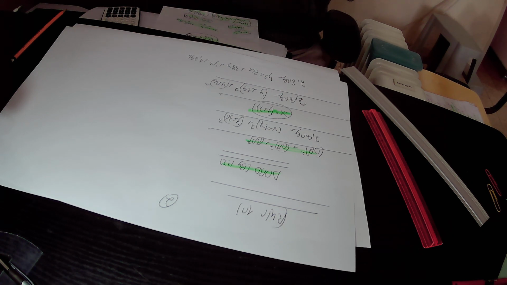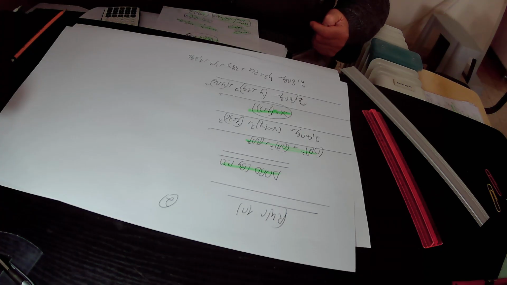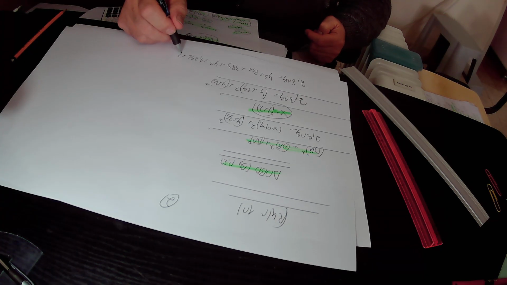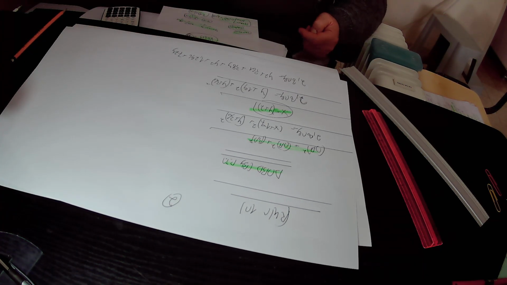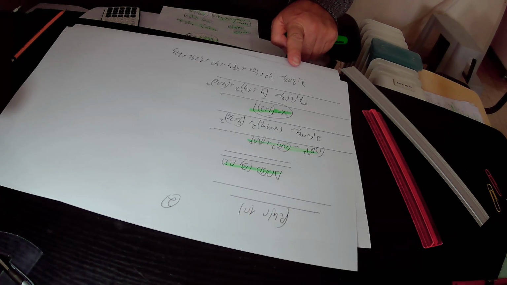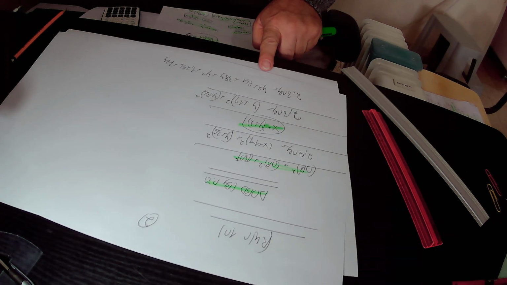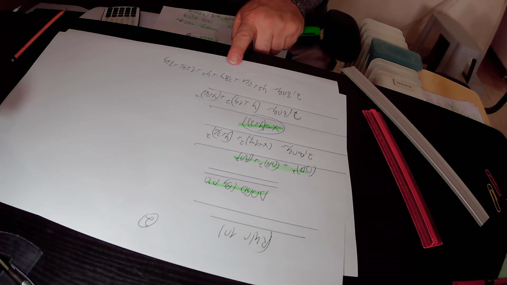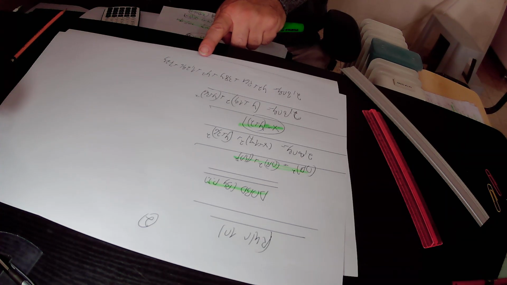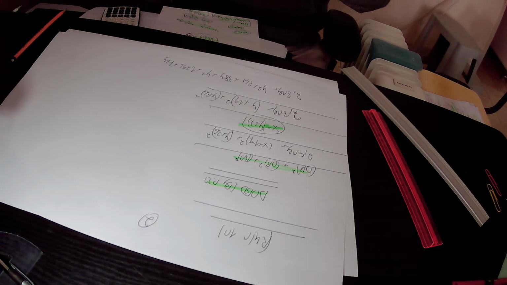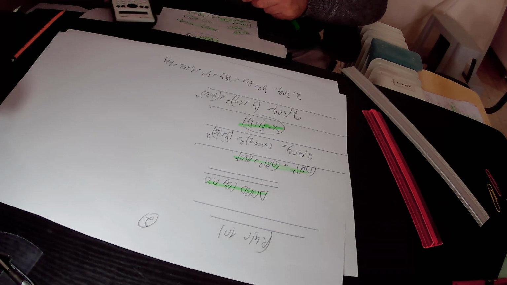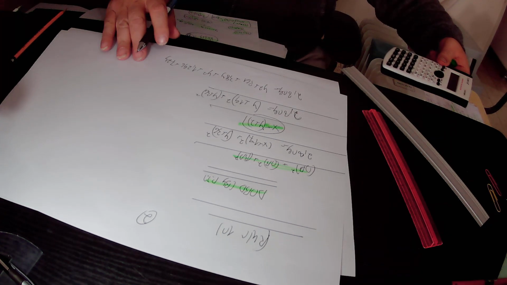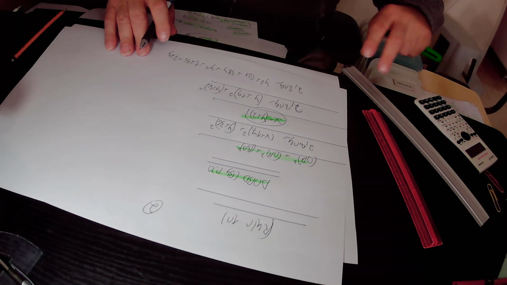Plus 2 times y times 36 is actually plus 72y. So now we found out that 2809 equals y squared plus 361 plus 38y plus y squared plus 1296 plus 72y. So we have here 2809.